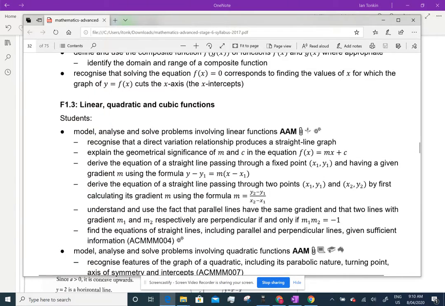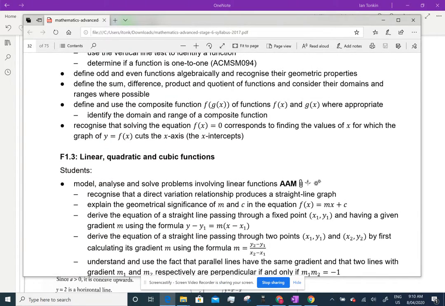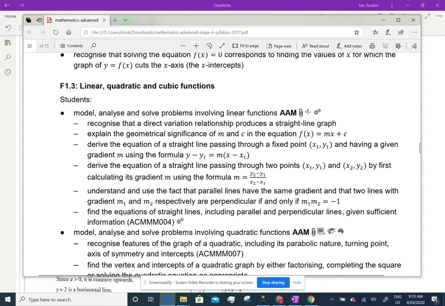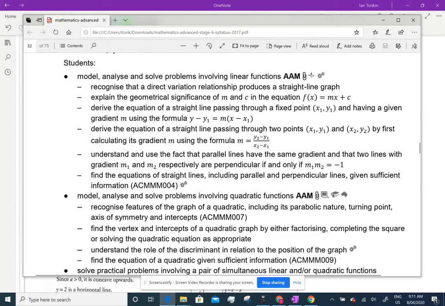So I downloaded the maths syllabus, and it's probably a good time to have a look at this and go over some of the things to make sure that we can answer all the questions. So we've been doing functions, and we've been doing linear, quadratic, cubic, and polynomials. So let's see what they have to say about that. So just making sure you can do all these different things and that all this terminology you're okay with. So model, analyze, solve problems involving linear functions. Pretty sure we can do that.